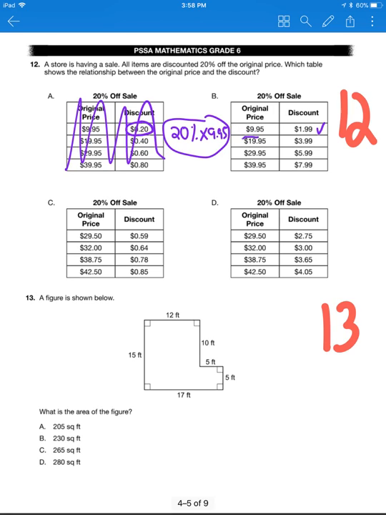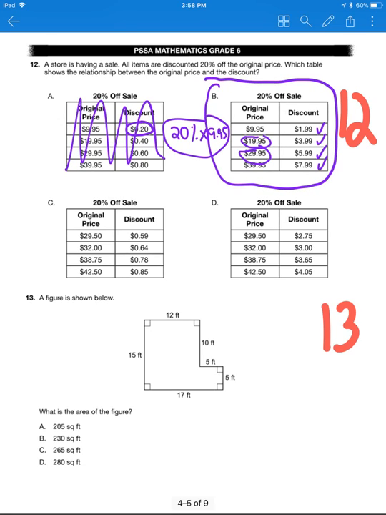So let me do 20% of 19.95. So 20% times 19.95 equals $3.99. So far, so good. So let me try the next one here. I'm going to do 20% of 29.95. So 20% times 29.95 equals $5.99. All right, one more to check. 20% of 39.95. So 20% times 39.95 equals $7.99. Ding, ding, ding, ding, ding. It is B. All right.